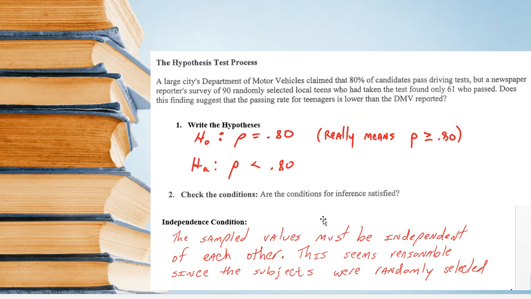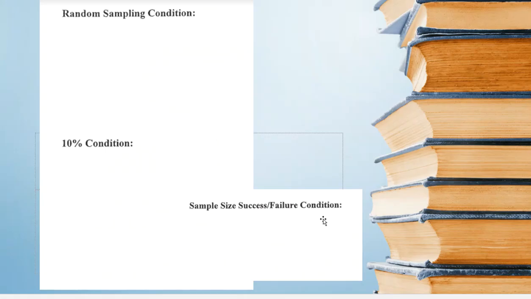Okay, now we go through the conditions that we went through all last week. We have to assume independence, that when we sample these values, the way one answers won't have any effect on the other one. Then we're going to have to talk about these three conditions. So take a minute and write down what you think they will be. Pause the machine.